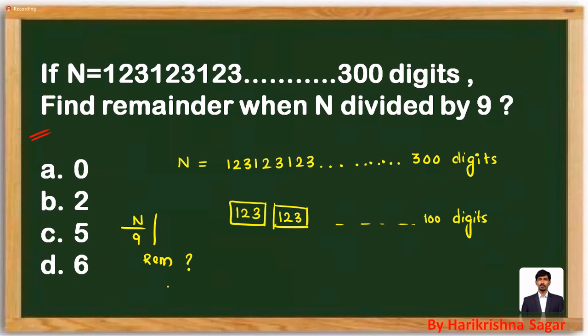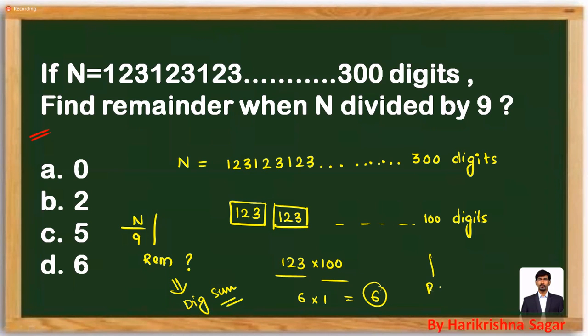So to find the remainder when we divide by 9, we just need to check the digital sum of the number. 123 is coming how many times? 100 times. What is the digital sum of 123? 6. What is the digital sum of 100? 1. 6 into 1 is 6. We can say the remainder when we divide by 9 is going to be 6. Mark it as the answer.